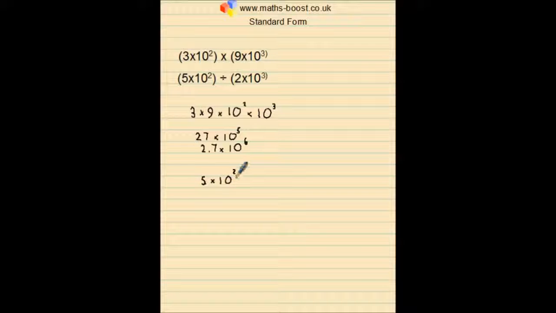Division. I'm going to do it this way. Five divided by 2 is 2.5, and then again using the rules of indices, 10 to the 2 divided by 10 to the 3, we subtract when we are dividing, and so we end up with that value there. And this is in standard form, we don't need to make any modifications.